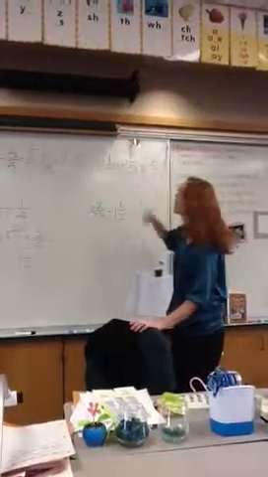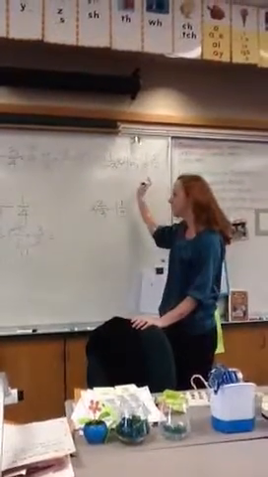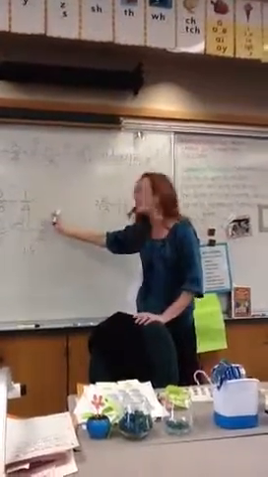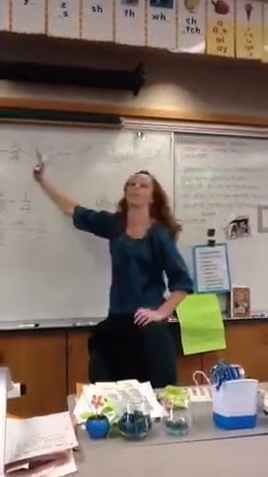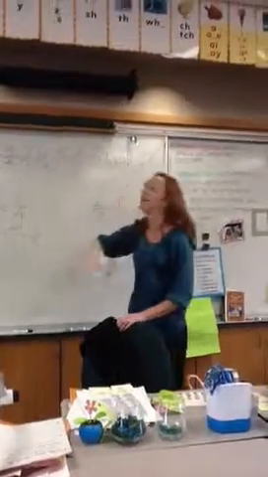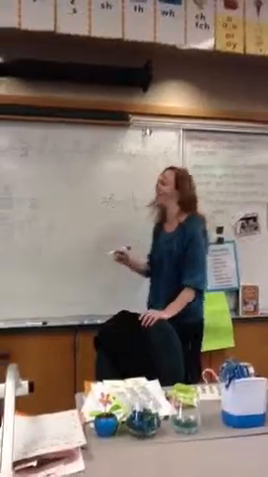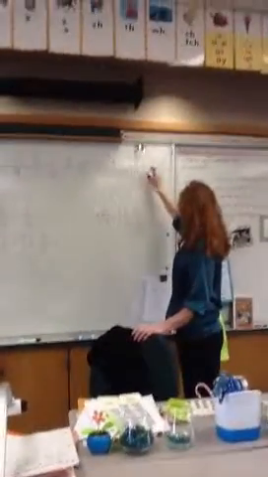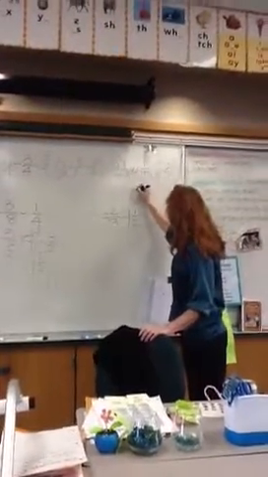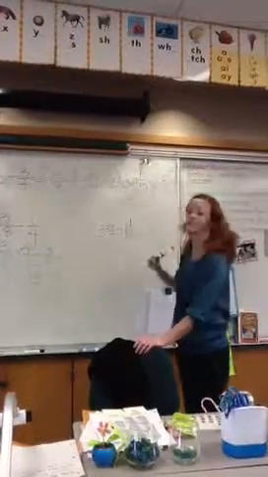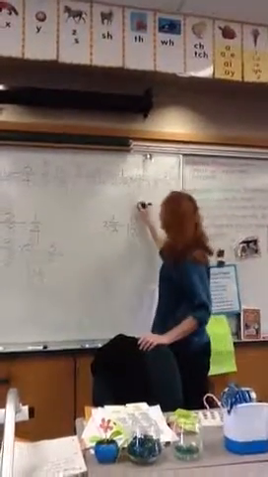Okay, now I do my multiplying. Same thing you did on the previous problems. You're doing the same thing. Multiply your numerators. 7 times 7 is 49. Multiply your denominators. 1 times 5 is 5.